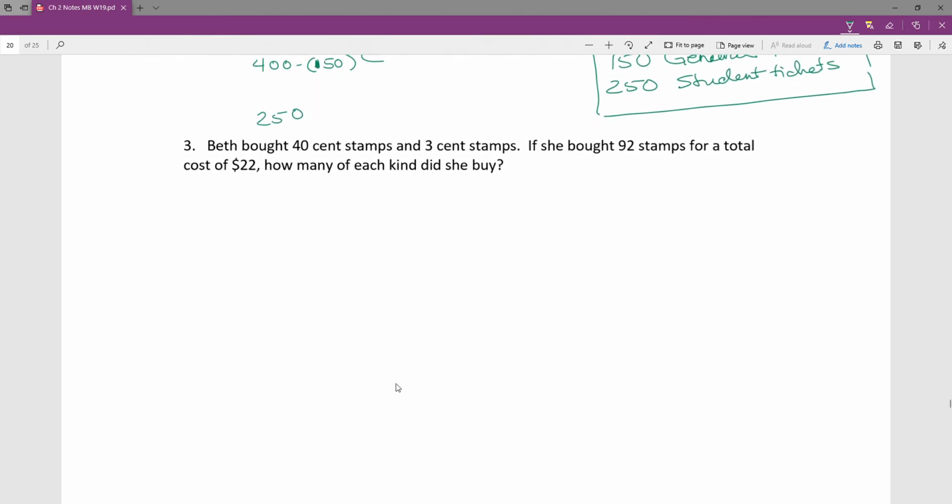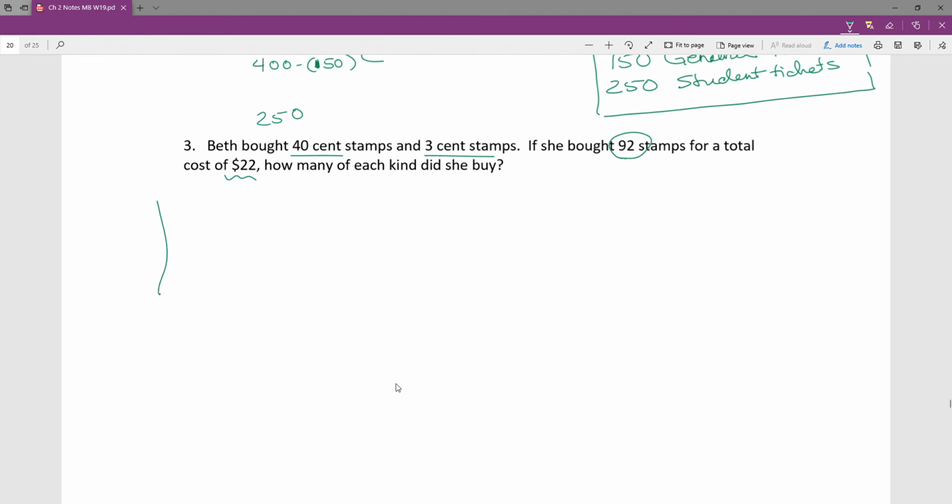Okay. So this question is about Beth, and that happens to be my mom's name. So I always imagine that this is my mom out doing this. So my mom's going to go buy 40-cent stamps and 3-cent stamps. I don't know if we can still do that these days, but whatever. She's going to buy 92 stamps total for a cost of $22. So how many of each kind did she buy?